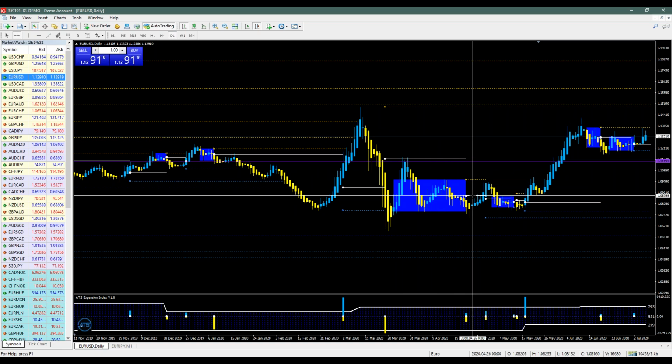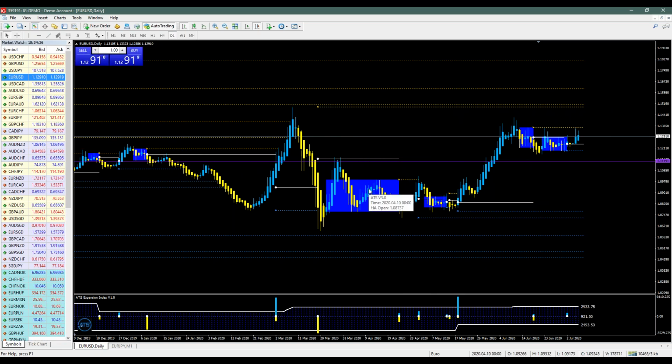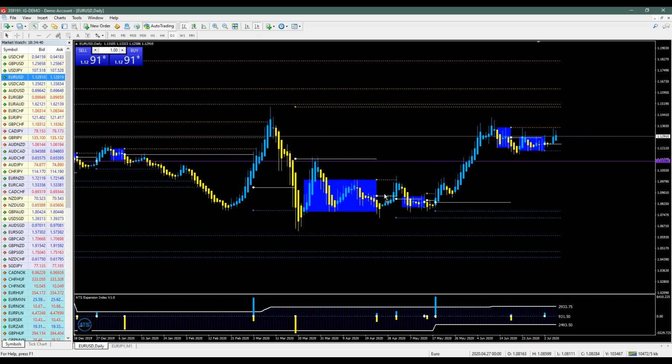So I would consider this a new master pattern starting out right here. So we had an expand high, expand low, and then euro dollar formed a new box on the daily. So let's go ahead and take a look at this one.